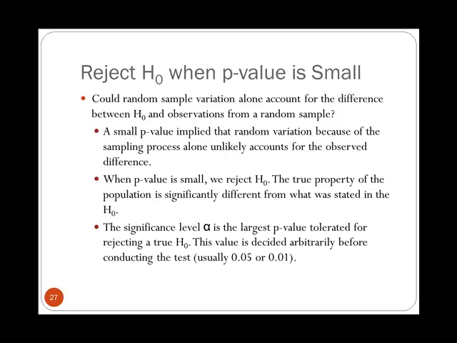In fact, the significance level alpha is the largest p-value tolerated for rejecting a true H null. This value is decided arbitrarily before conducting the test, although it is widely accepted to use an alpha of 0.05. To help us remember the decision, you can remember this: when the p-value is low, the null hypothesis gotta go.